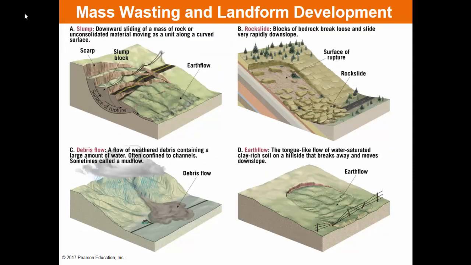So here are a couple of different examples of mass wasting. This isn't all of them, but we have a slump in the upper left in which there's a downward sliding of rock and unconsolidated material that moves along a curved surface. And then we also have B, the rock slide, in which blocks of bedrock break loose and also slide along the surface and very rapidly downhill.